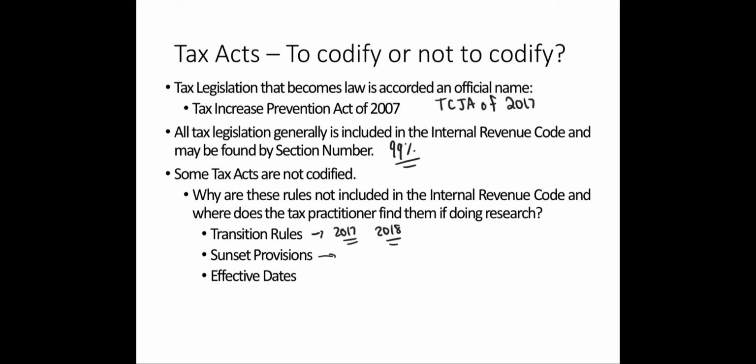Also, sunset provisions. There's many provisions in these tax bills that basically renew tax codes and they don't get put into the actual tax code itself. So that's the example. That's usually where you find most of those things. Finally, effective dates. Transition rules and effective dates are kind of similar. Again, you've got a bill that passes but doesn't become effective until a certain time. So I would kind of classify those. But the sunset provisions are very common.